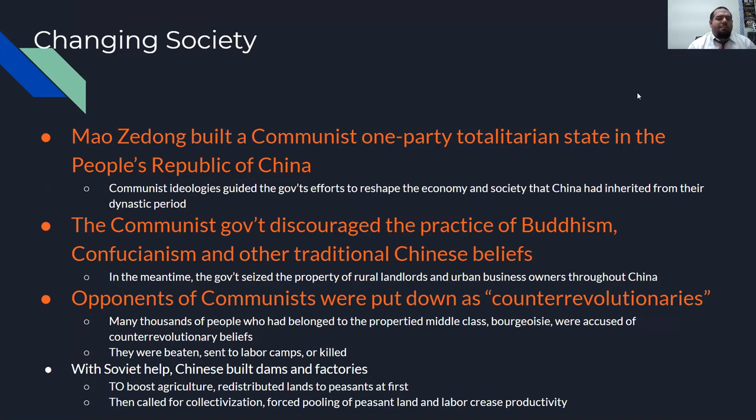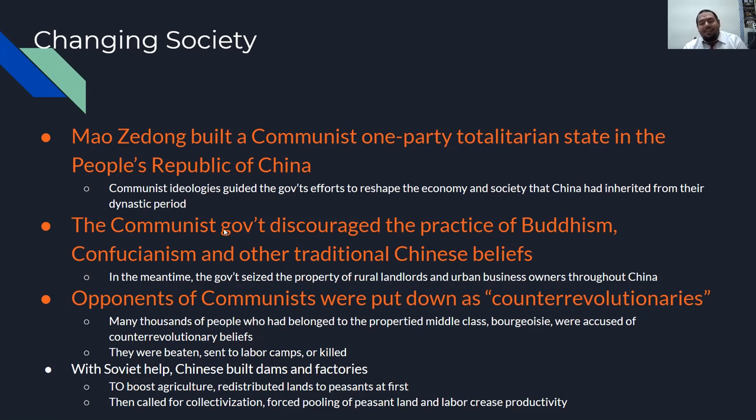Mao Zedong built a communist one-party totalitarian state in the People's Republic of China. Communist ideologies guide the government's effort to reshape the economy and society that China had inherited from their dynastic period. The communist government discouraged the practice of Buddhism, Confucianism, and other traditional Chinese beliefs.